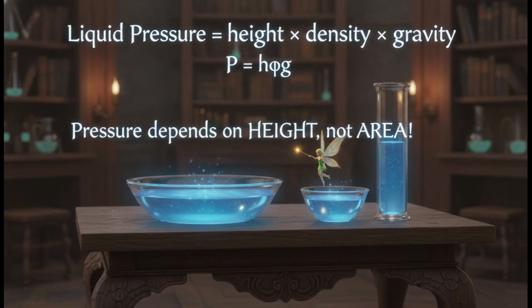P equals h times rho times g. In plain English, that translates to pressure equals the height or depth of the liquid multiplied by the density of the liquid multiplied by the acceleration due to gravity. Did you notice what is entirely missing from that whole equation? Area. The area is gone. In the realm of liquids, the shape or area of the container doesn't matter at all. The pressure, which is acting in all directions simultaneously, depends solely on how deep you go, how dense the fluid is, and gravity. That's it!